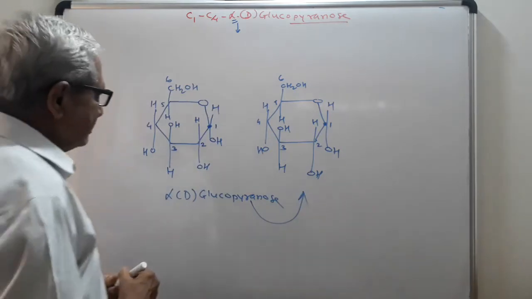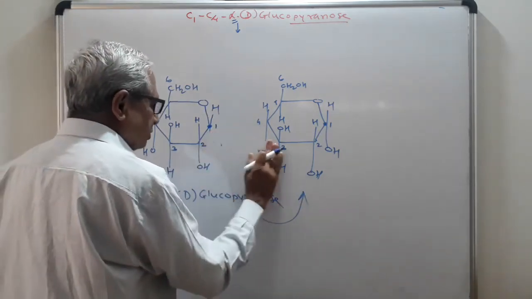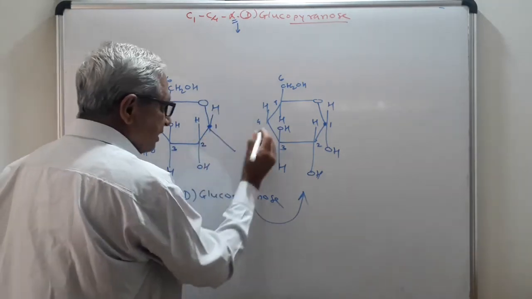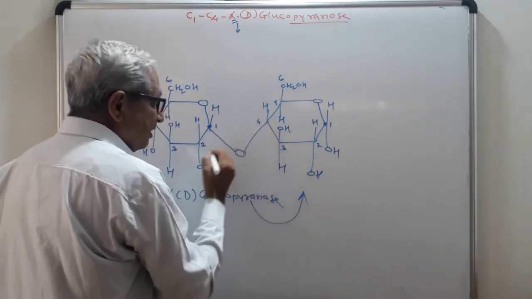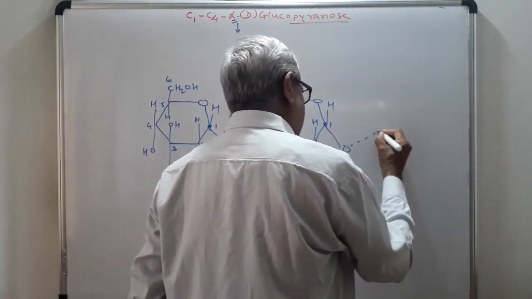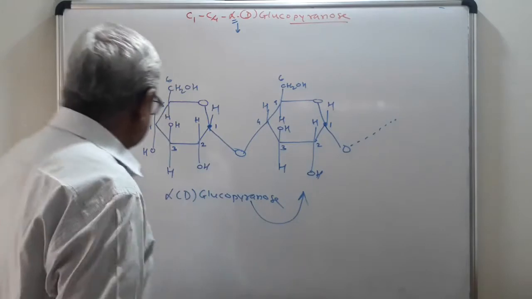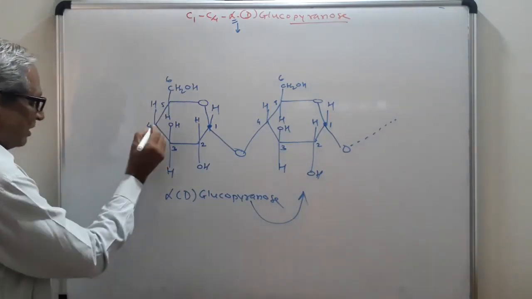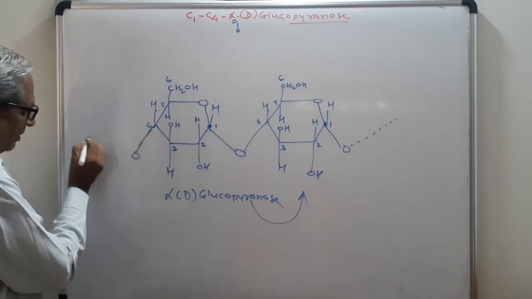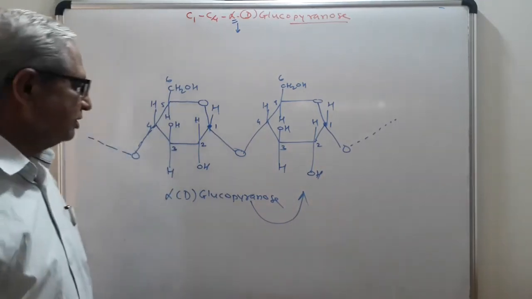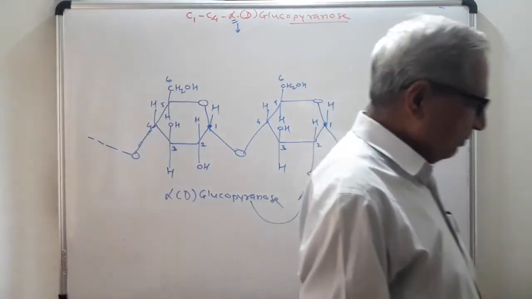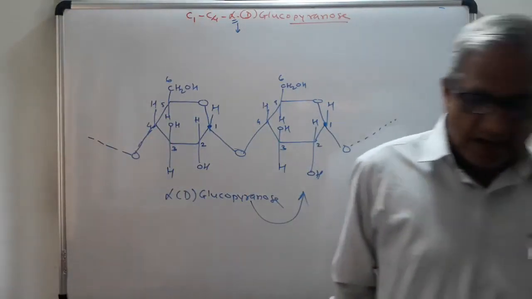Now see, there is a glycosidic linkage between these two, between C1 and C4. You can remove the water molecule and indicate the glycosidic linkage. Similarly, you can also indicate the glycosidic linkage here with a dotted line, for a number of alpha D glucopyranose molecules, and this linkage is called the C-O-C linkage. So we completed the structure of amylose.